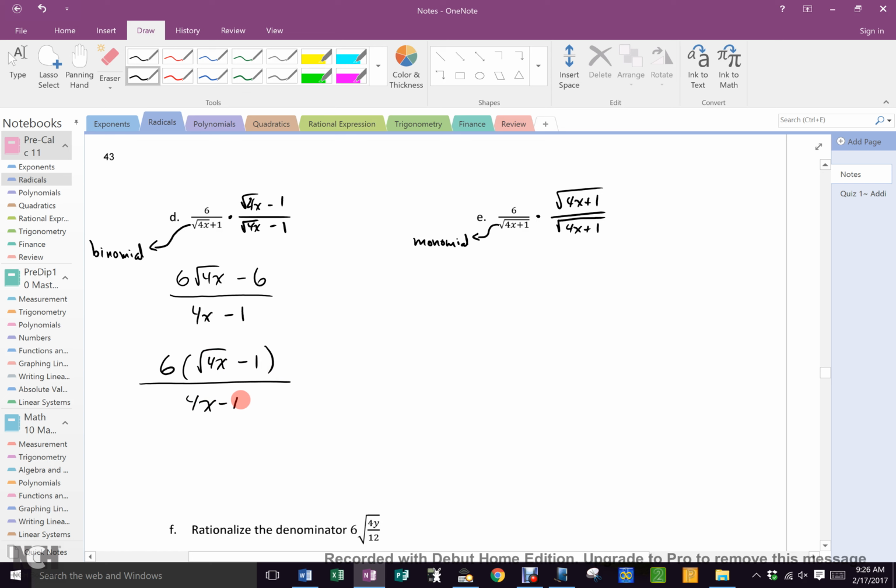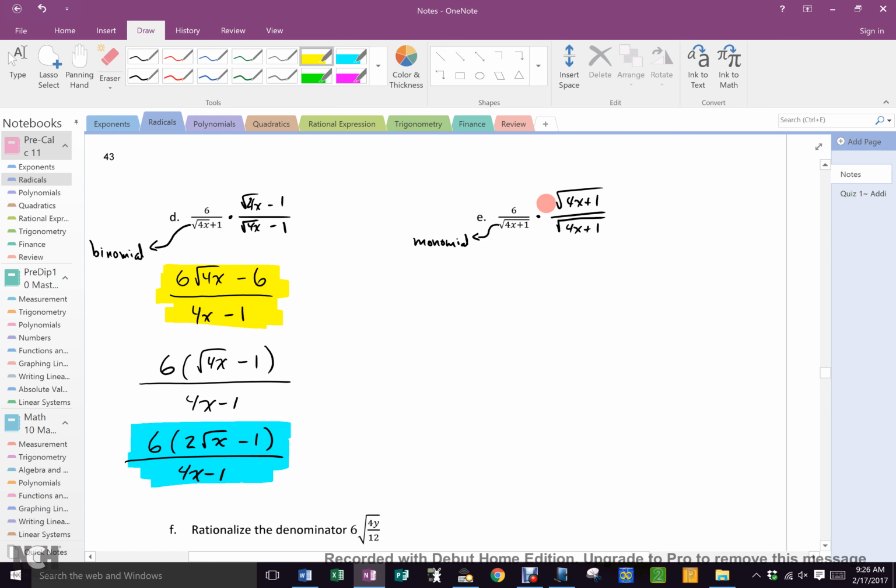Okay? Could you go one step further there? Where could you go one step further? Take the 4 out, 2 root x minus 1 over what? 4x minus 1. At the end of grade 11, that's where I would want you to be. At the end. Right now, if you get to here, we're happy. Is everybody good?